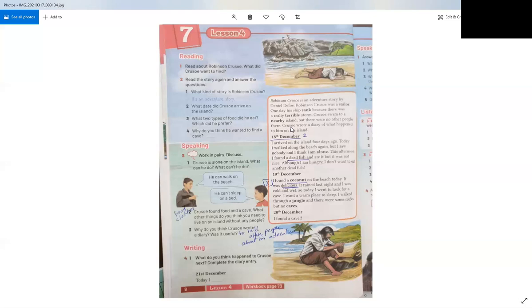On December 19th, I found a coconut. A coconut is something like this one. It's something round and there is white liquid inside it. I found a coconut on the beach today. It was delicious. Delicious means tasty. He liked it. It rained last night and I was cold and wet.